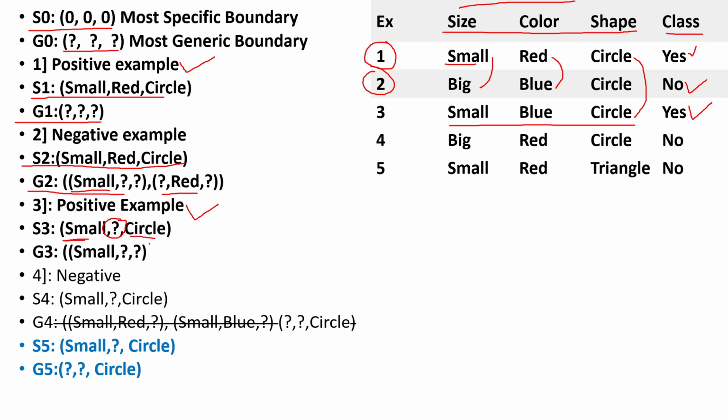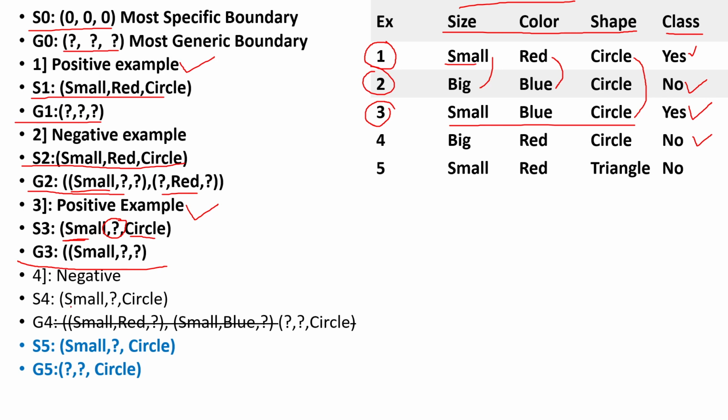After this, you have to see whether anything is to be modified for general, because red is not there, so you have to remove it. Small is there, okay. Red is not there, you have to remove it. So this is the updated general hypothesis. We have completed the third one. Go for the fourth one. The fourth one is a negative example.